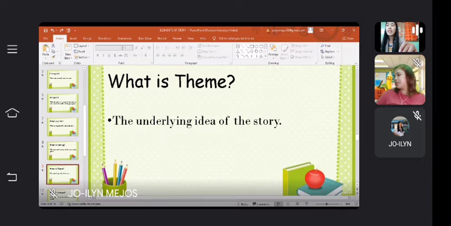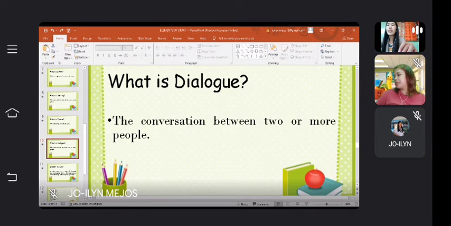So lastly, the element of the story is the dialogue. So what is a dialogue? A dialogue is the conversation between two or more people. So the story should have dialogue, a conversation of the characters.